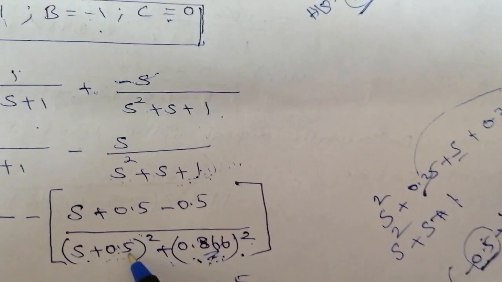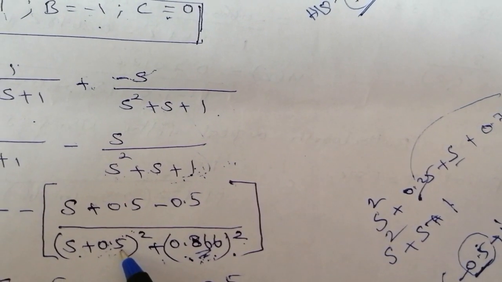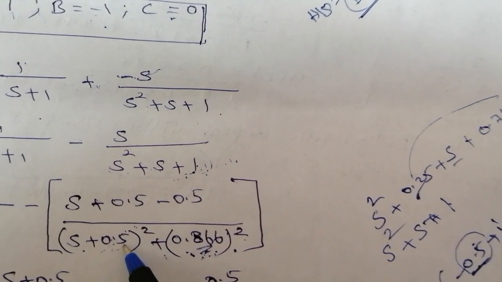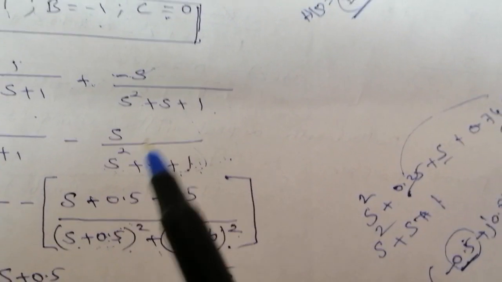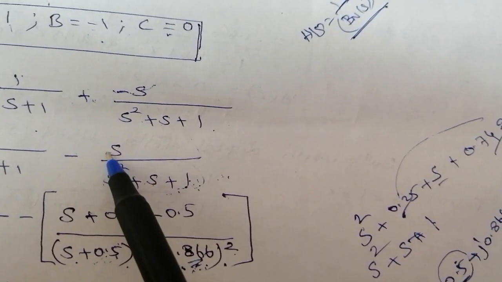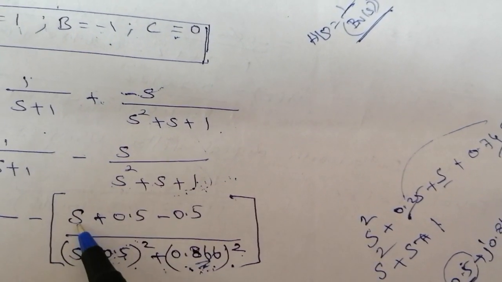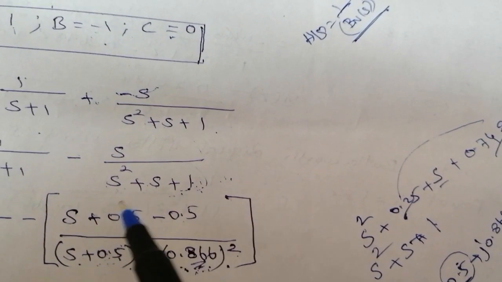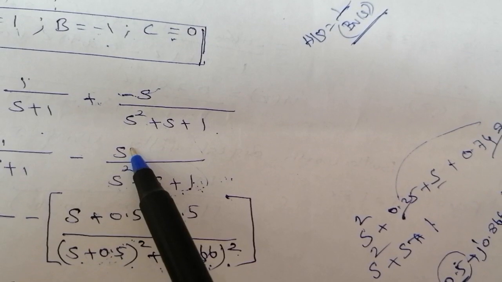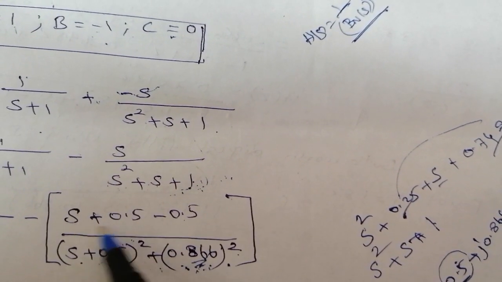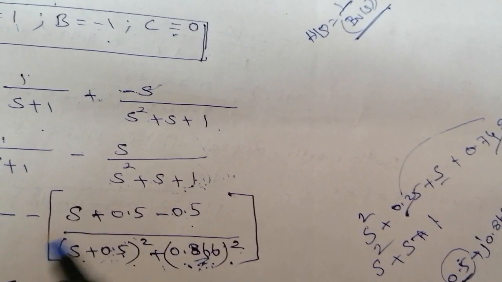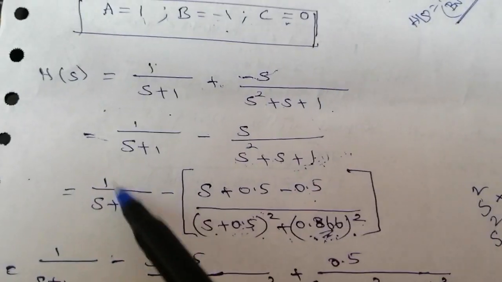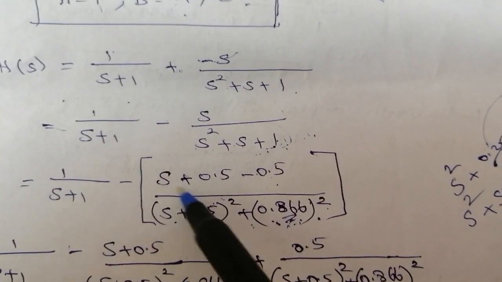Okay, denominator okay. According to our formula, what is the formula? s plus a divided by (s plus a) squared plus b squared. Here a is 0.5, so in the numerator also we have to form s plus a. The numerator has only s, so s plus 0.5 minus 0.5 cancel, and we get s. So we can modify this s as s plus 0.5 and minus 0.5. Now separate the two terms: 1 divided by s plus 1, minus s plus 0.5.